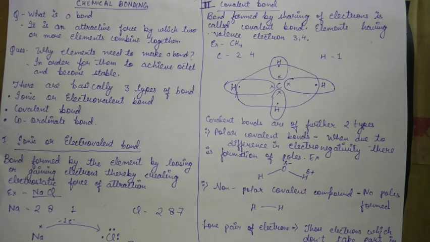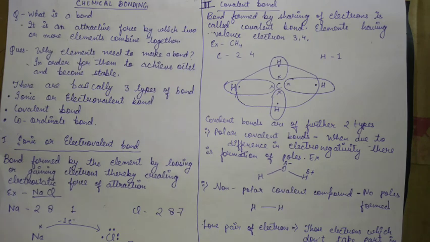Similarly, each and every element wants to be stable, and this can only be achieved by having an octet, that is 8 electrons in its valence shell, the last shell. So elements which do not have an octet form bonds either by sharing, accepting or donating electrons so that they may become stable. There are basically 3 types of bond which we will be discussing today: ionic or electrovalent bond, covalent bond, and coordinate bond. So let us start with ionic bond.